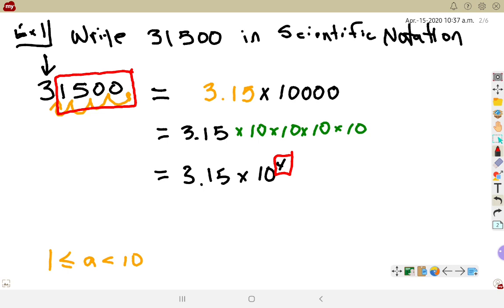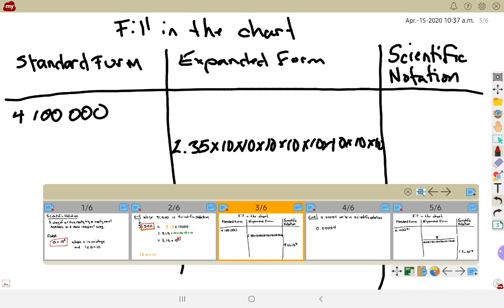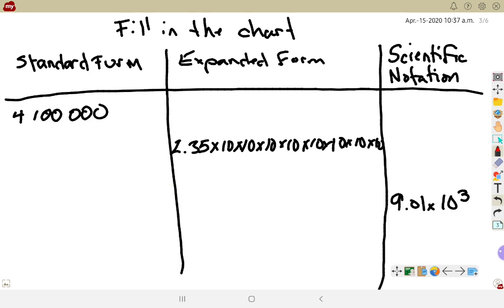Alright, let's do a couple really quick ones then. Here we've got this chart, so we'll fill it in. Standard form would be the number before we've done anything to it. Expanded form is where we're multiplying by all of the tens, and then we have our scientific notation in the end.